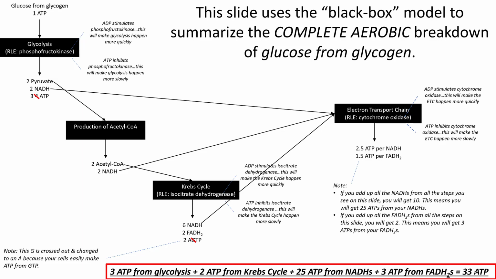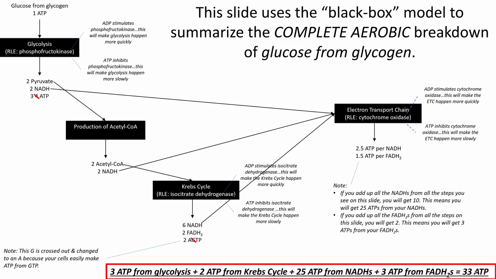Again, if you count up all the NADHs on this slide, you'll see that there are 10 NADHs, which means that those 10 NADHs can give you a total of 25 ATPs. And you'll see that there are 2 FADH2s. Those 2 FADH2s each get converted to 1.5 ATP, so you get a total of 3 ATPs from all your FADH2s.